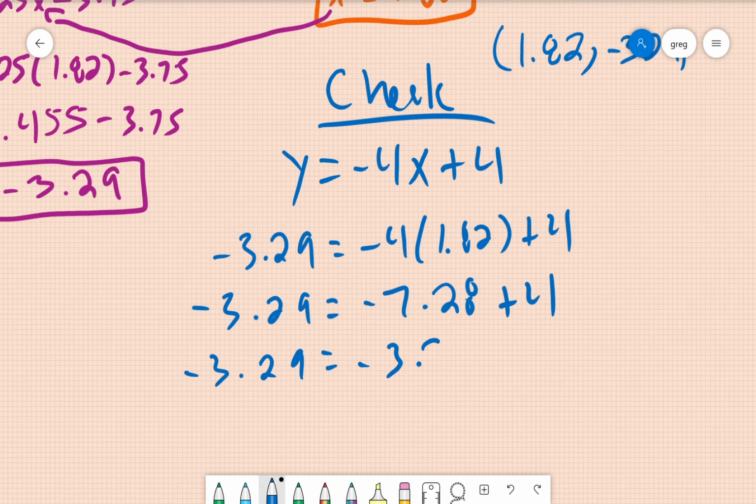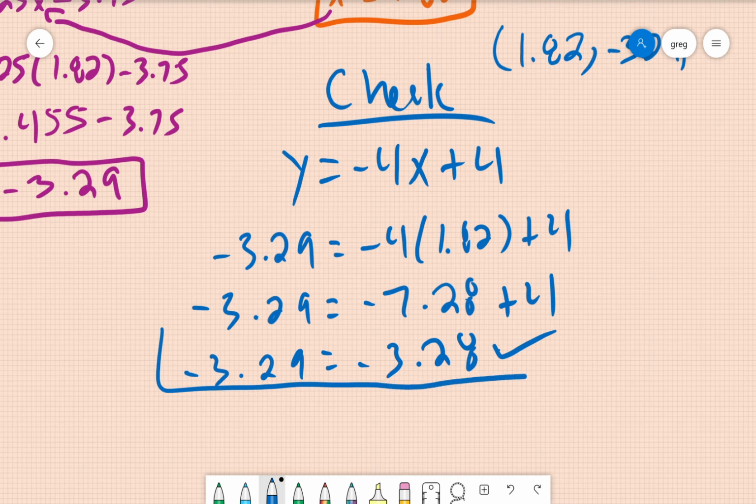Negative 3.28. Now, as we see, are these exact? No, they're not. But are they very close? Yes, so this checks off. If it's very, very close, it checks off. We're working with decimals that we're cutting off and decimals that are repeating, so we're trying to get an answer that's very close to what we need when we check it. But with these decimals, they're not going to be exact. That's why I wanted to do this, so you can see they won't be exact, but that's very, very close.